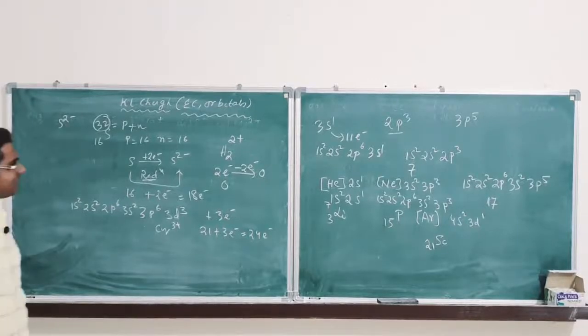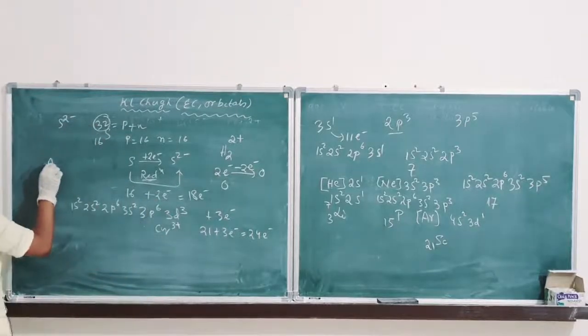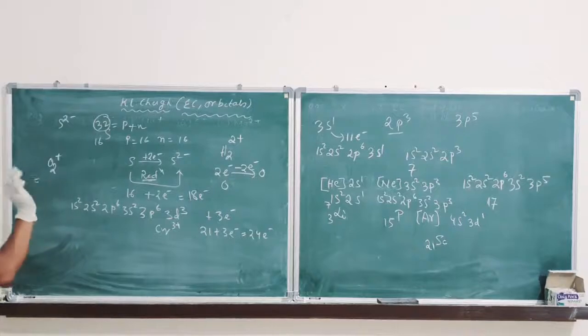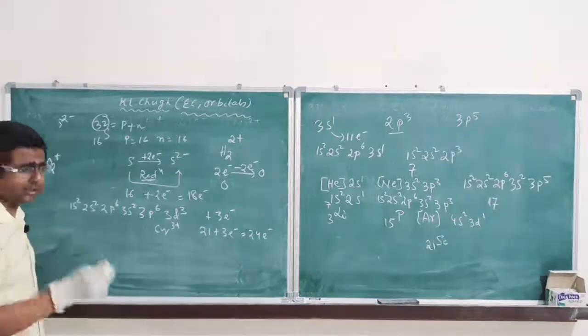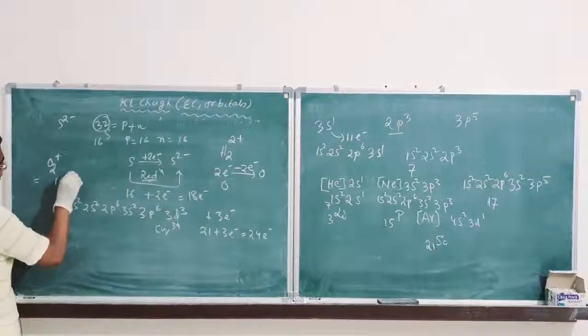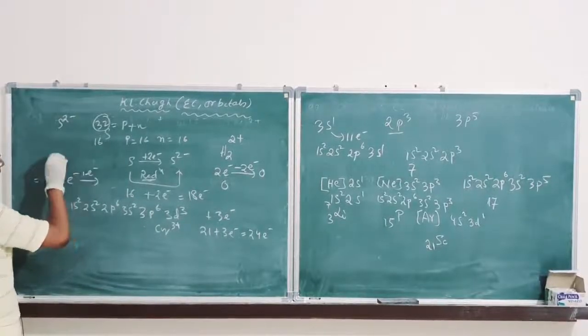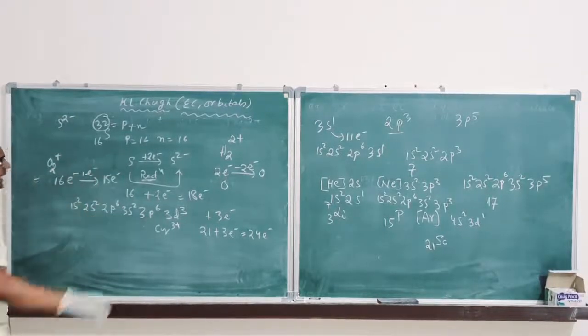Next, O2+. Oxygen means 8 electrons, so 2 oxygen means 16 electrons. Minus 1 electron because it is plus, so it will be 15 electrons. Clear?